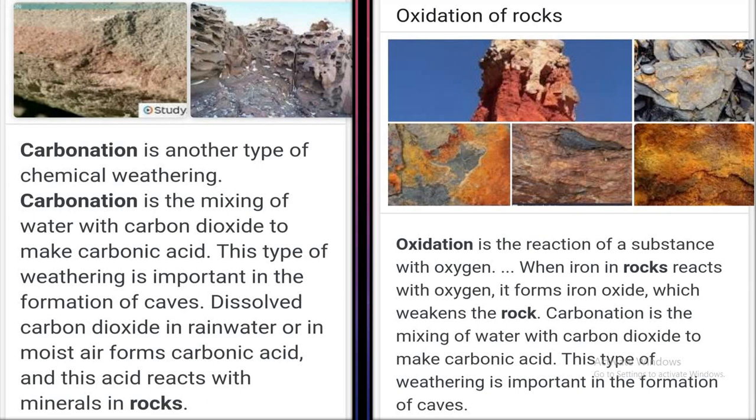Okay, look into the picture over there. Carbonation, which is the second form of chemical weathering.